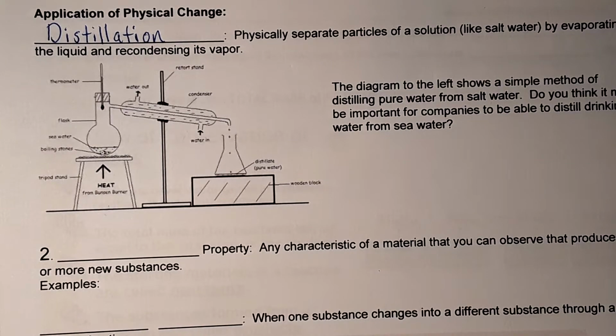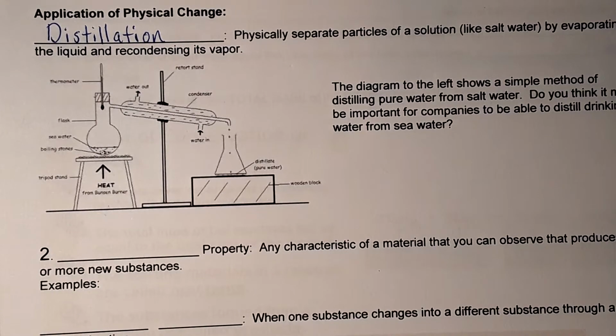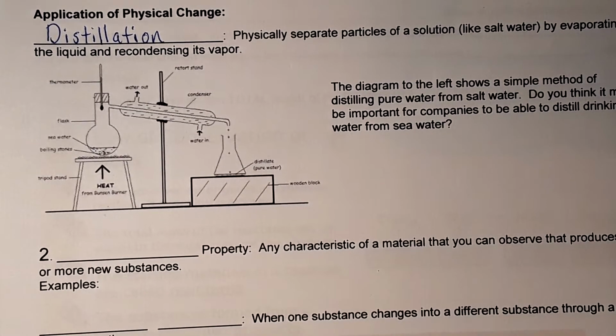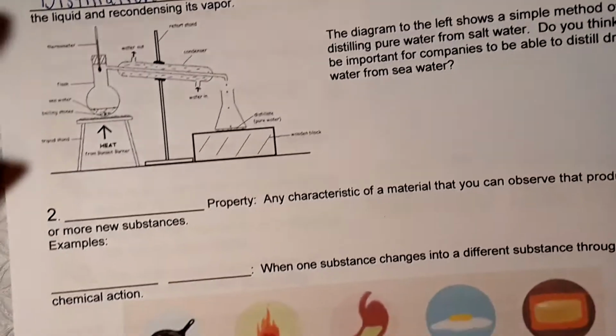All right, so this is a good simple way to take seawater and convert it into drinking water. You all think that might be an important thing that we be able to do? I kind of think so. Fresh water is becoming more and more scarce on this planet as we use it up. So being able to convert drinking water from seawater is very important. Now, that's an application of using physical change to separate particles of a solution.